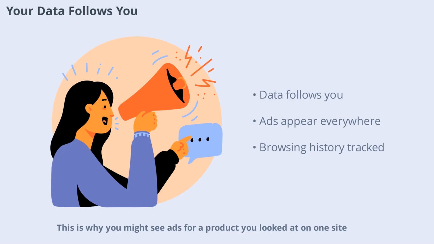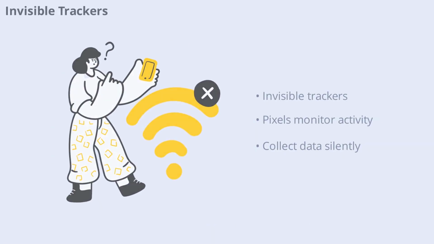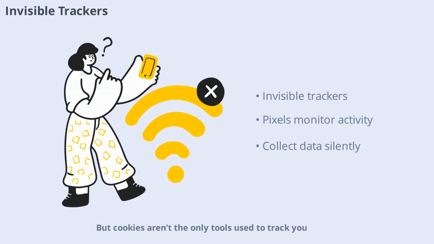This is why you might see ads for a product you looked at on one site, even when you're visiting a completely different website later on. But cookies aren't the only tools used to track you. Many websites use invisible trackers like tracking pixels. These are tiny, hidden images or pieces of code that monitor what you click, what you watch, and even how long you stay on a page. You might never see them, but they're quietly collecting information in the background.